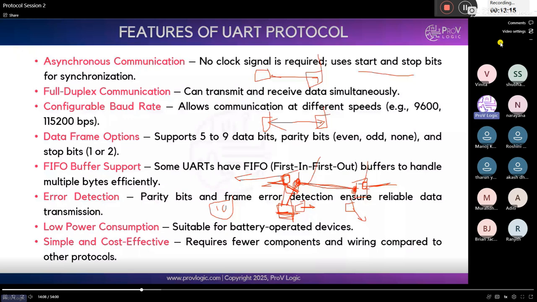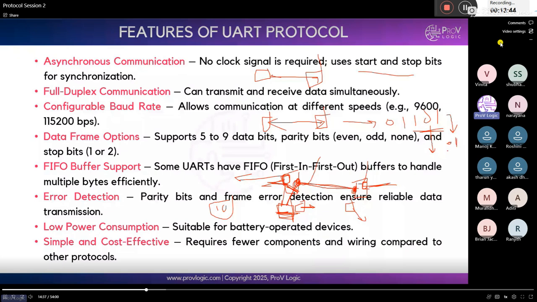Suppose you are passing the data 0, 1, 1, 0, 1. If you want to use the even parity here, the number of ones must be even. That means 4 ones or 2 ones or 0 ones or 6 ones. So if it is an even parity detector, output will be 1. If it is an odd parity detector, output will be 0.